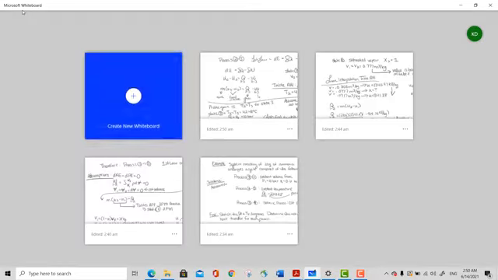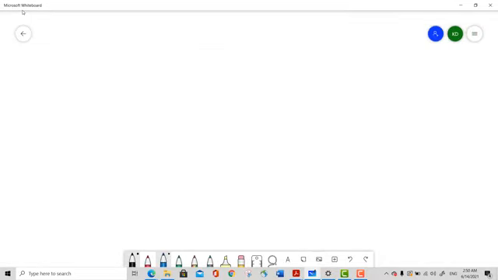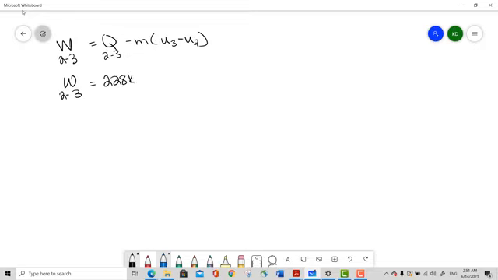So now that we have all of this data, we can finally plug it into our work formula between 2 and 3. W2 to 3 equals minus m times U3 minus U2. See, we need to get that. Okay, so when you plug all of that in, you get, I'll plug it in just in case.